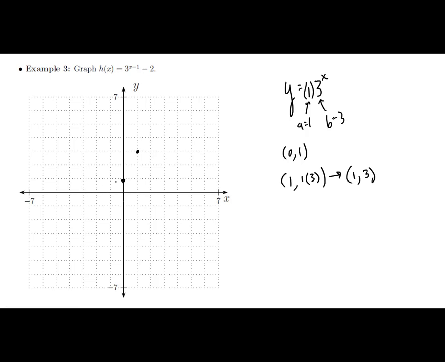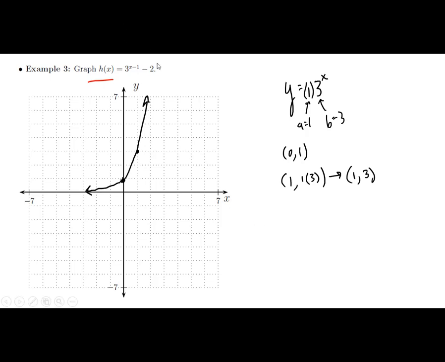And we know that that 3 is bigger than 1, so this is going to be exponential growth. So doing something like that. And then approaching our horizontal asymptote over here on this side. All right, so there's our base function. All right, so what has h done to this base function?